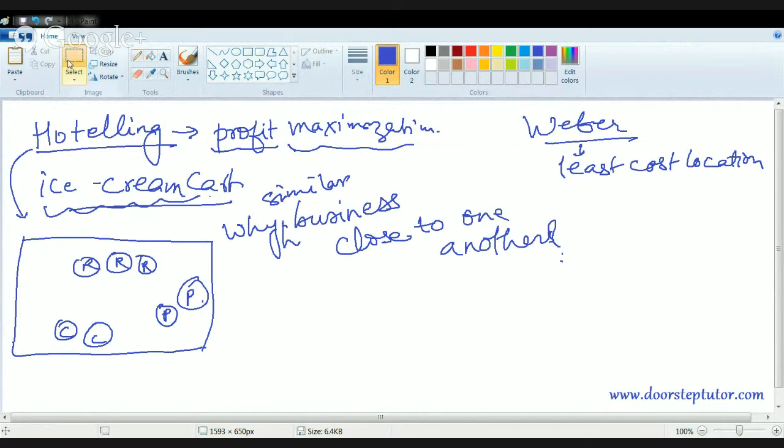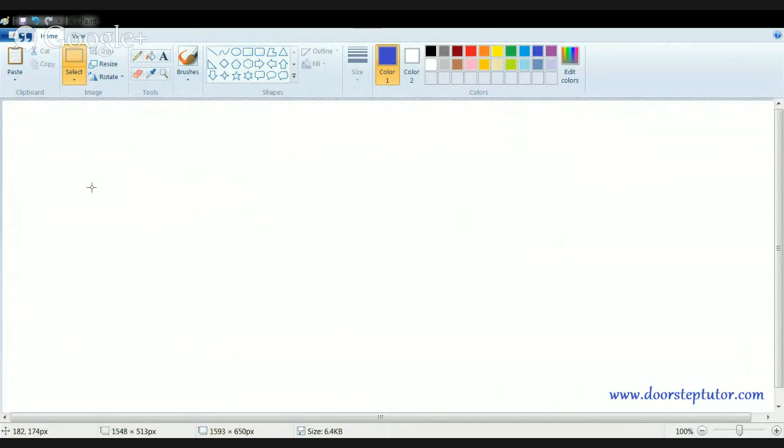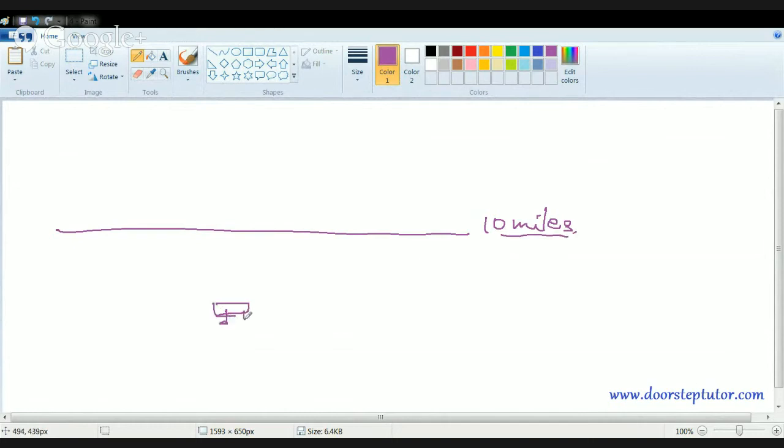So what he basically did in his experiment was, he said there is a beach which is say 10 miles long. Okay. Now suppose I am the only ice cream vendor at this location. Where will I tend to put my cart? I tend to set up my ice cream cart exactly at half the distance. So it's 5 miles from here and 5 miles from here.